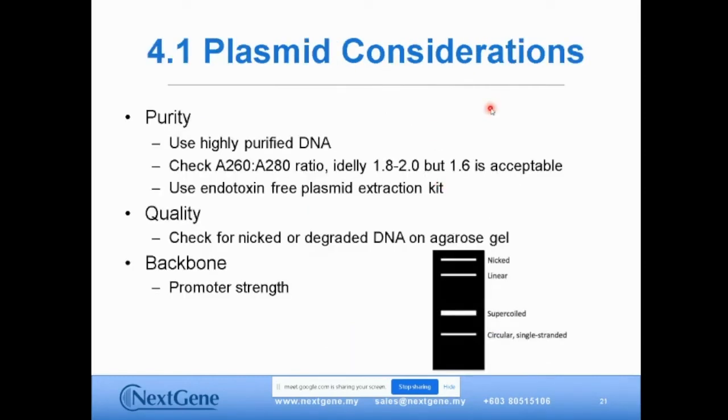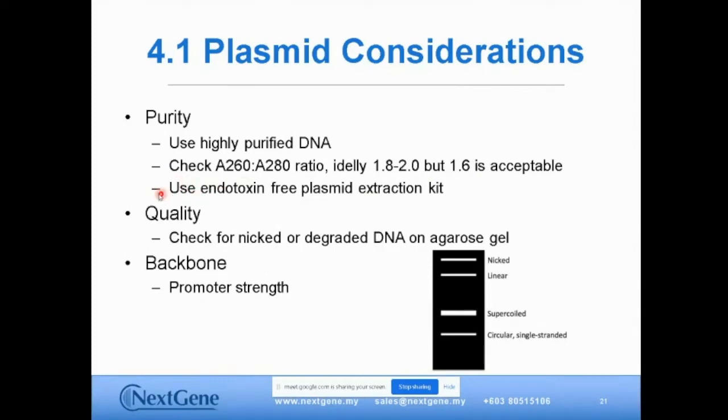If you are using the traditional method, which is using the plasmid DNA, the quality of the plasmid DNA is very important. First thing will be the purity of the plasmid DNA used. So make sure that you use highly purified DNA. Check the A260/280 ratio, ideally 1.8 to 2.0, but 1.6 is acceptable. Another thing to highlight is to use the endotoxin-free plasmid extraction kit when dealing with mammalian cells, to prevent viability issues.